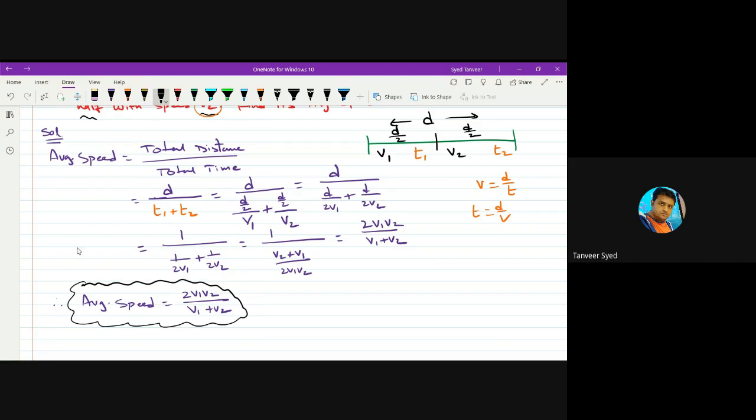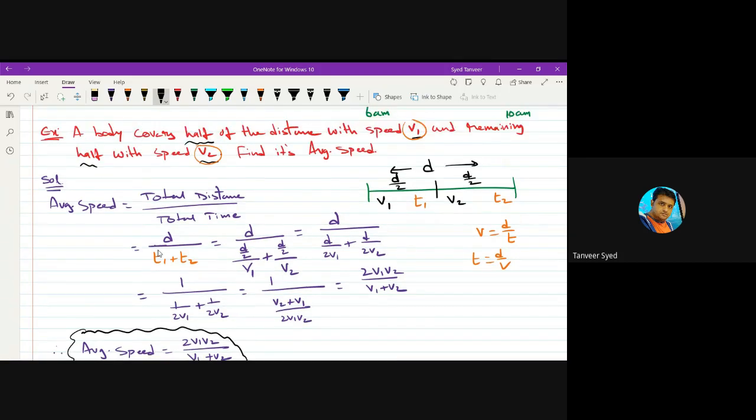If a body covers two equal halves with two different speeds, then its average speed will be 2 v1 v2 by v1 plus v2. One situation. Okay.